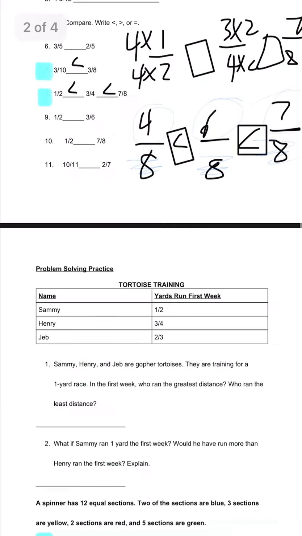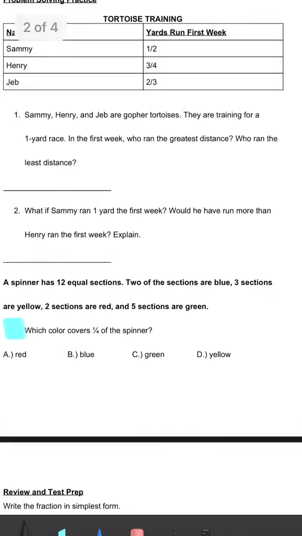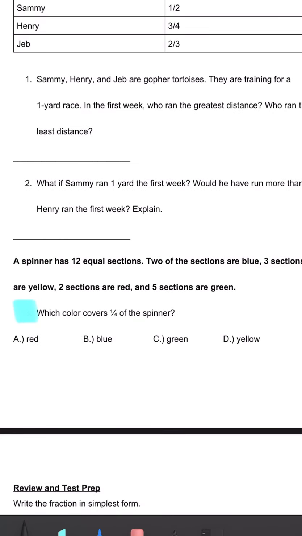Okay, next we'll move on to the second page. We have problem solving practice. I'll be doing number 3. The question says, a spinner has 12 equal sections. So we know that this has to be our denominator. 2 of the sections are blue, 3 of the sections are yellow, and 2 of the sections are red. And 5 sections are green. So which color covers 1/4 of the spinner?